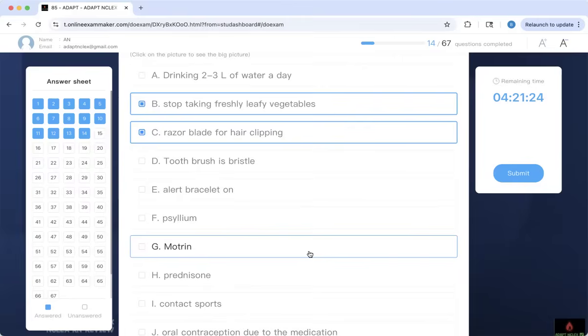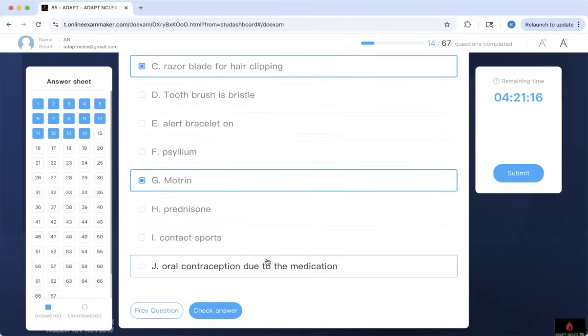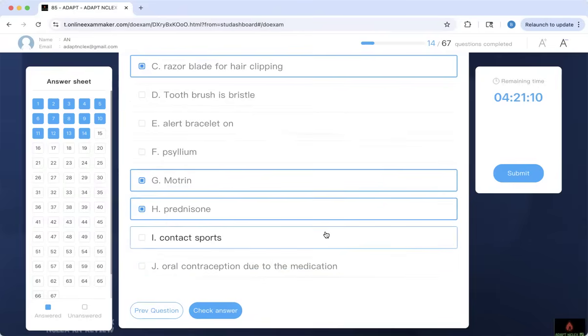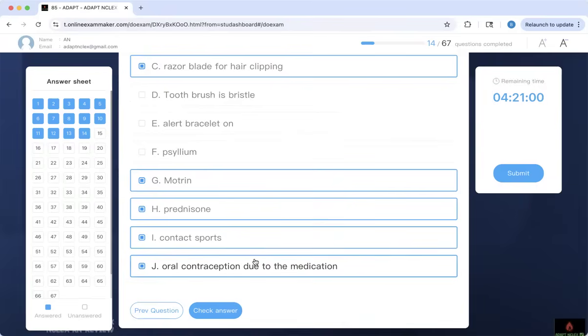Psyllium is going to make your stool softer, right? It's a bulk agent, prevents straining and bleeding. Motrin, you're going to bleed. Prednisone is going to cause GI ulceration, and you're more likely to bleed. Contact sports, you're going to bleed. I don't want you to do that. And you should not stop oral contraception, because this is teratogenic. It's not teratogenic like warfarin.